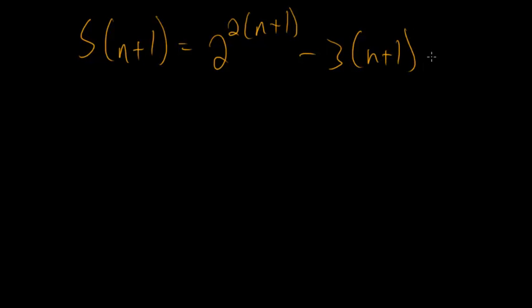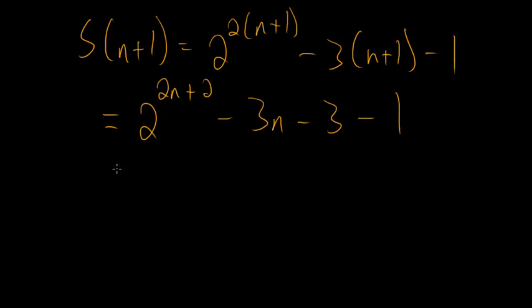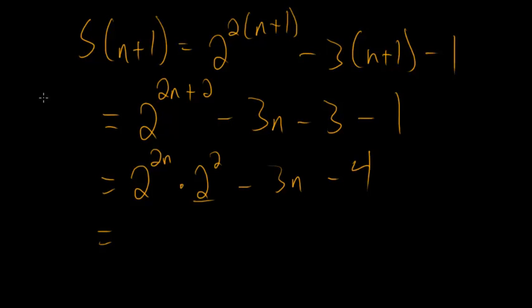So s of n plus 1 is equal to 2 to the 2 times n plus 1 minus 3 times n plus 1 minus 1. And if I simplify this, I have 2 to the 2n plus 2 minus 3n minus 3 minus 1. And then here I can separate this into 2 to the 2n times 2 squared minus 3n minus 4. And then this simplifies to 4. So now I have 4 times 2 to the 2n minus 3n minus 4.